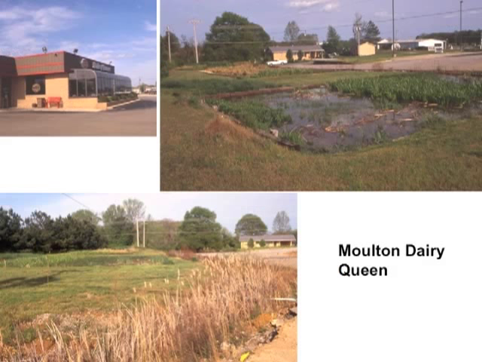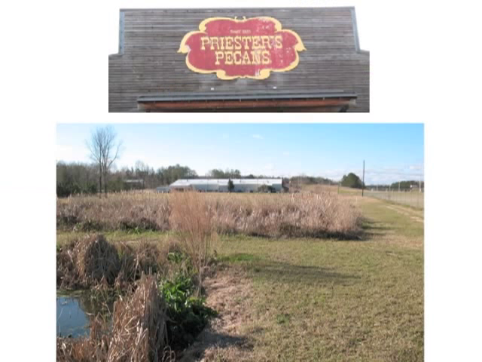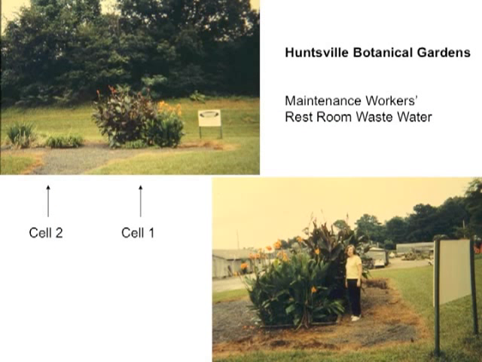Dairy Queen at Bolton, out in the back. The wastewater from the Dairy Queen goes into a two-cell constructed wetland, but also the cattails took up naturally in the ditch here next to the wetland, so they're cleaning the water that runs off of the parking lot also. Priester's Pecans on I-65 south of Montgomery have wetland cells that are cleaning the water from that pecan processing plant. Huntsville Botanical Gardens clean the maintenance workers' restroom wastewater instead of having to pump it all the way back up to the welcome building.